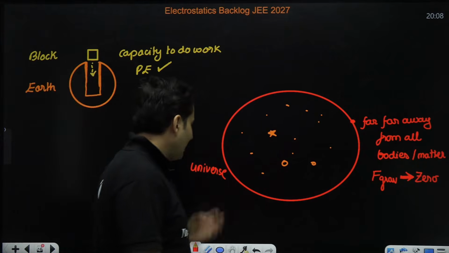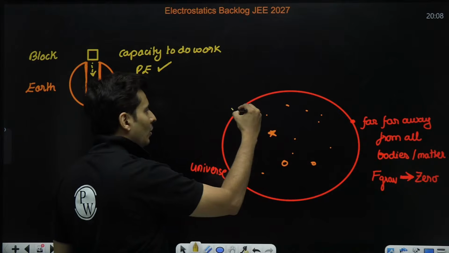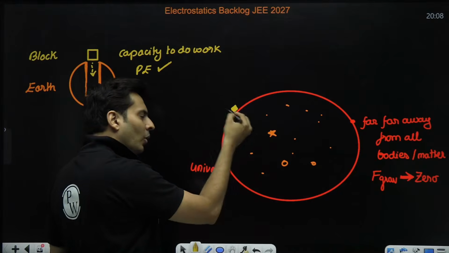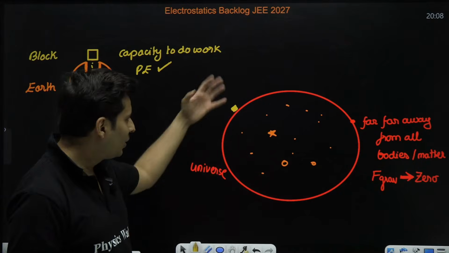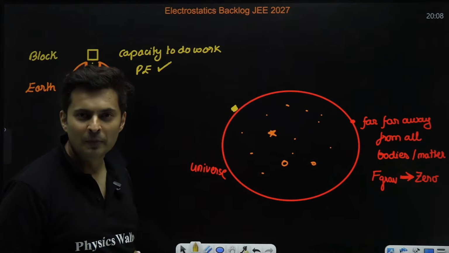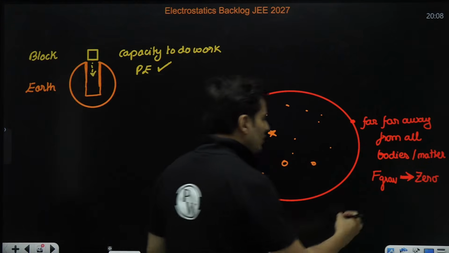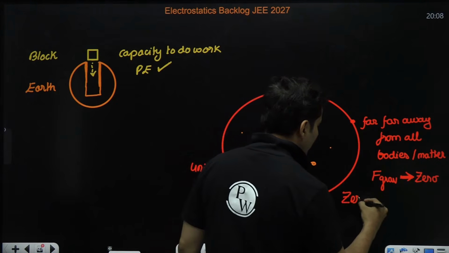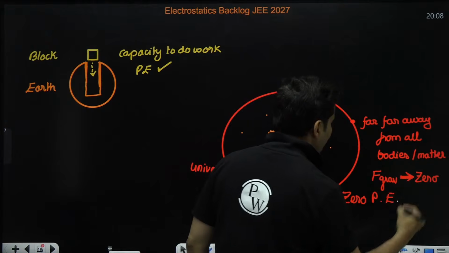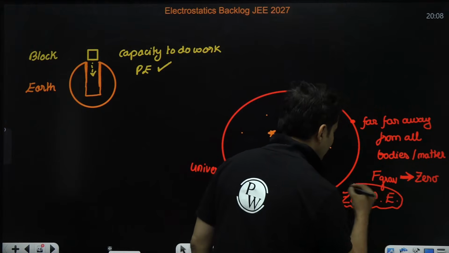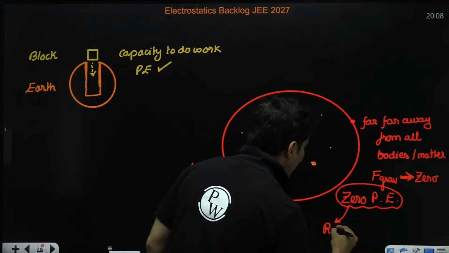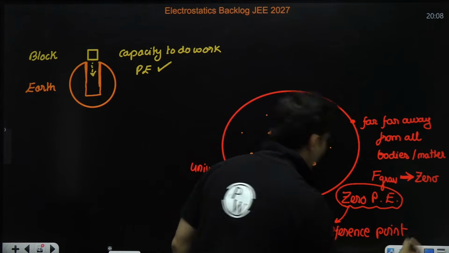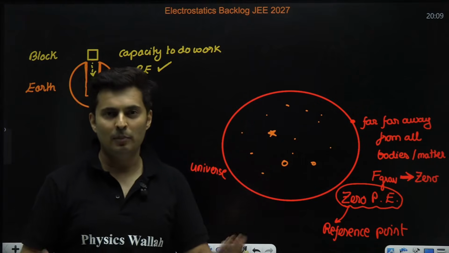So that's it. Even if I leave a block over here from the edge of the universe, just outside of it, it has no way to know what things are attracting it. Gone. It will not move. It has no ability to perform work. That's it. So it has 0 potential energy. So such a location will have 0 potential energy. And this 0 potential energy is then used as my reference point to calculate potential energy at any other place.